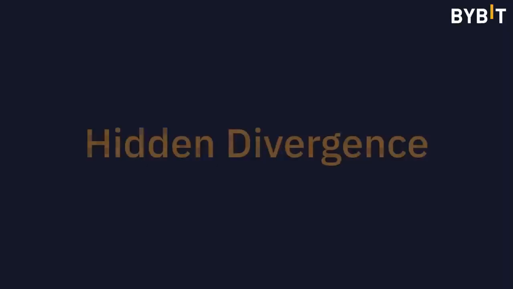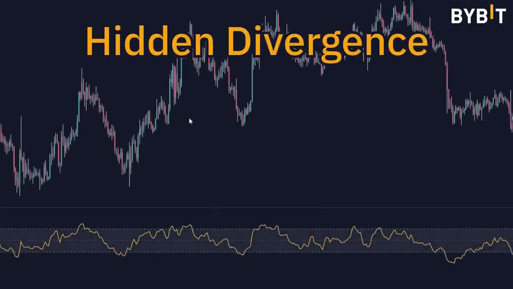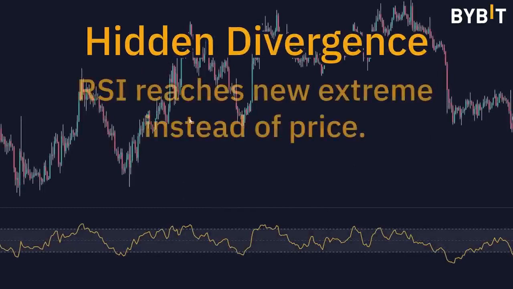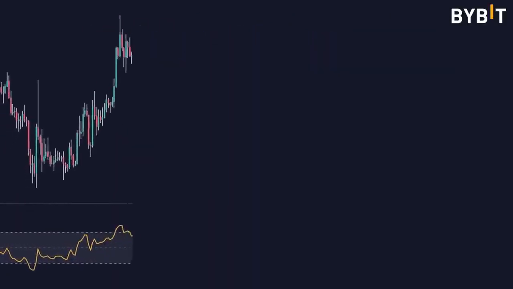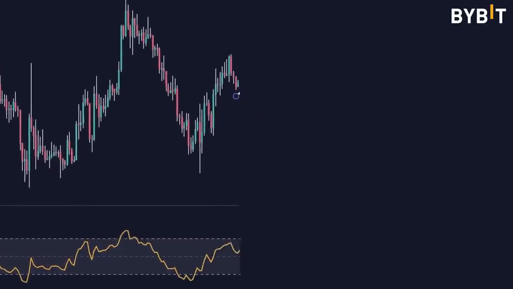Now let's move on to the second type of divergence, which is hidden divergence. What hidden divergence is basically it's the opposite, where RSI reaches a new extreme, but price does not reach a new extreme. And so we have an instance of hidden divergence right here.